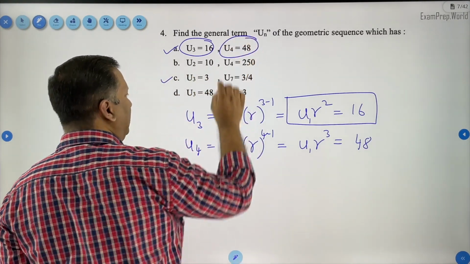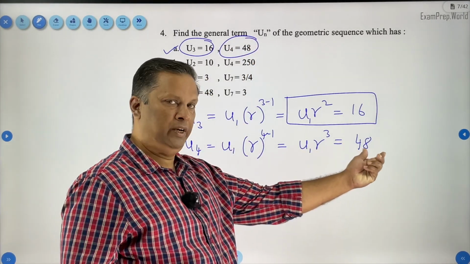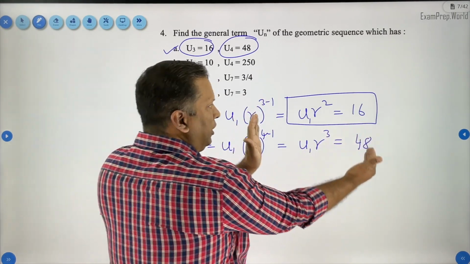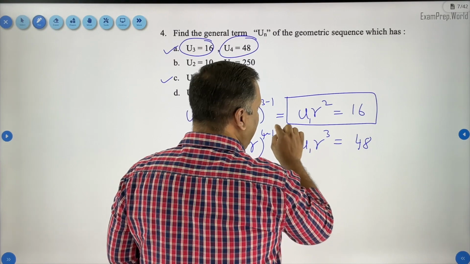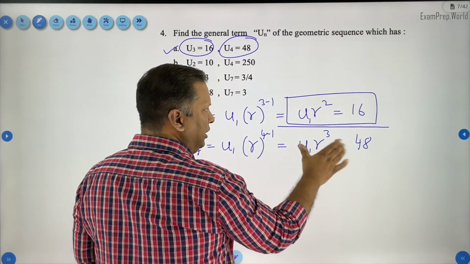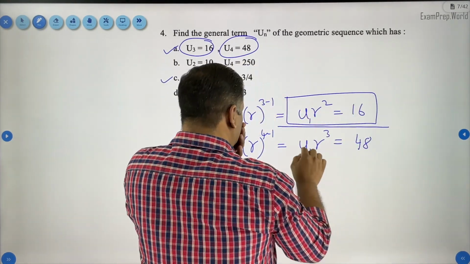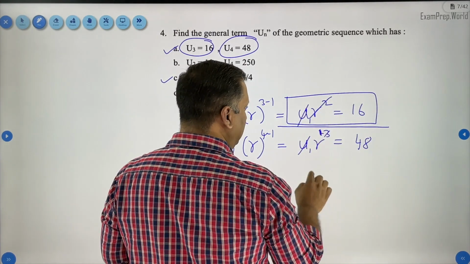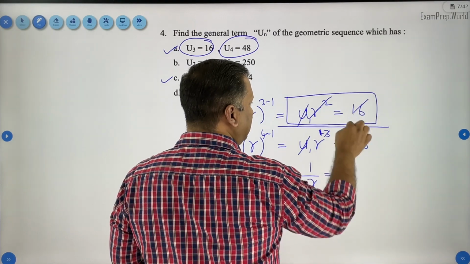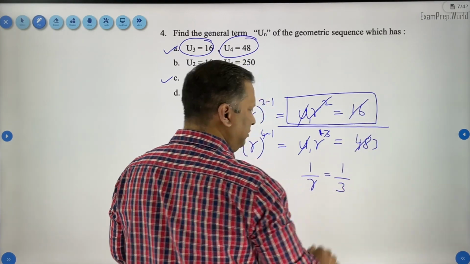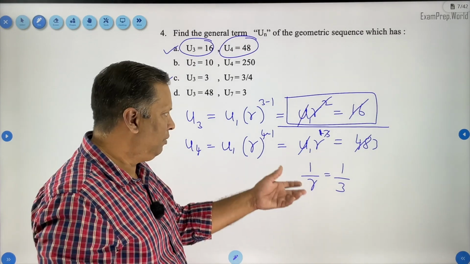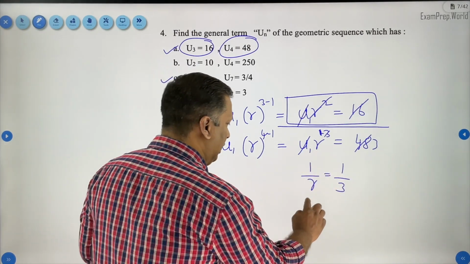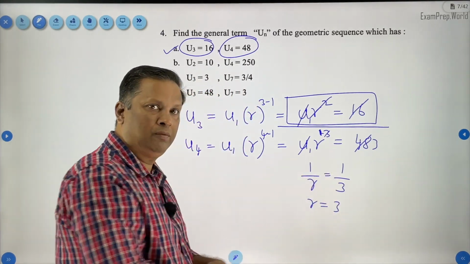See, U4 they have given as 48. And what is U4? U1 times R cube. Now you have this part. If I divide this by this, U1 will cancel, and R square will become just R to power 1. So I get 1 by R, and here 16 times 3 is 48, so 1 by 3. So 1 by R is 1 by 3. Then R is the reciprocal, so R will be equal to 3. Flip both of them.